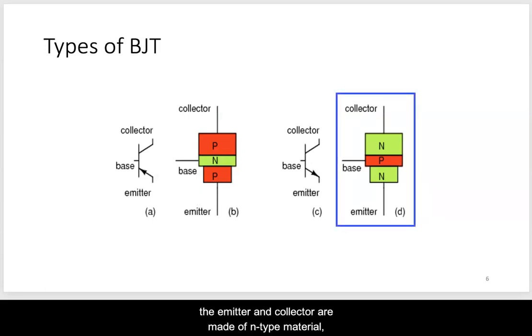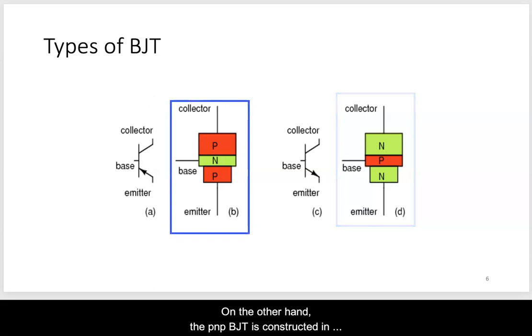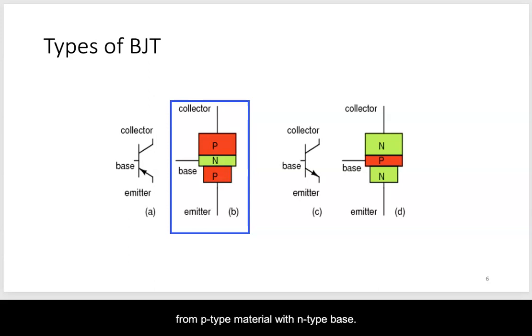For the NPN type, the emitter and collector are made of N-type material, while the base is from a P-type material. On the other hand, the PNP-BJT is constructed in the opposite manner. The emitter and collector are from P-type material with N-type base.